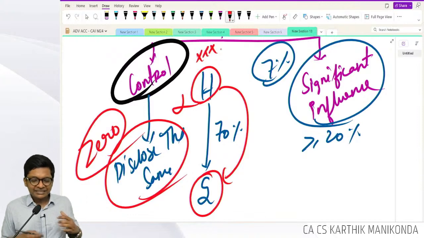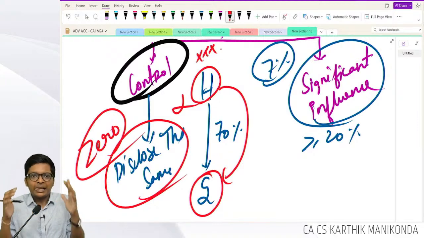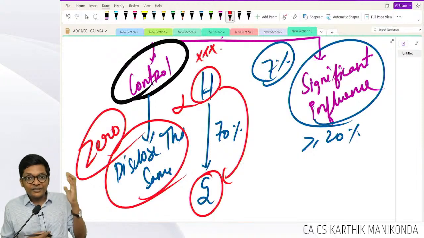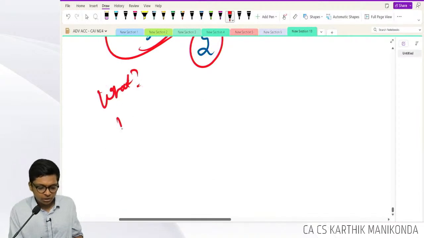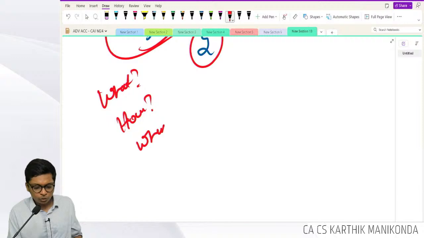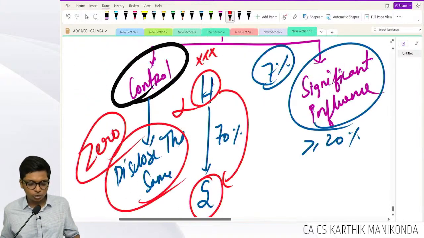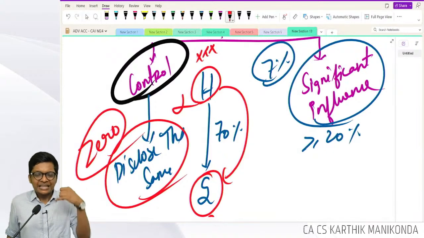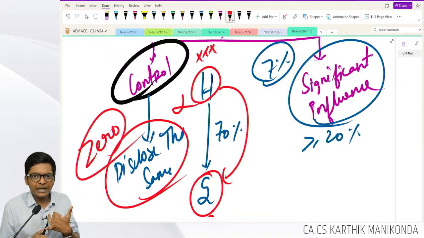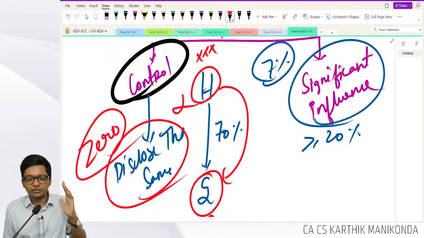So let me repeat, guys. In control, if one entity is controlling the other entity, you have to disclose whether there are transactions or not. Disclose the fact that somebody is controlling. If there are transactions, disclose what transaction, how much, when it took place, how much is paid, how much is receivable, and the percentage. So for control, I will disclose irrespective of whether any amount is involved or a transaction happened or not.